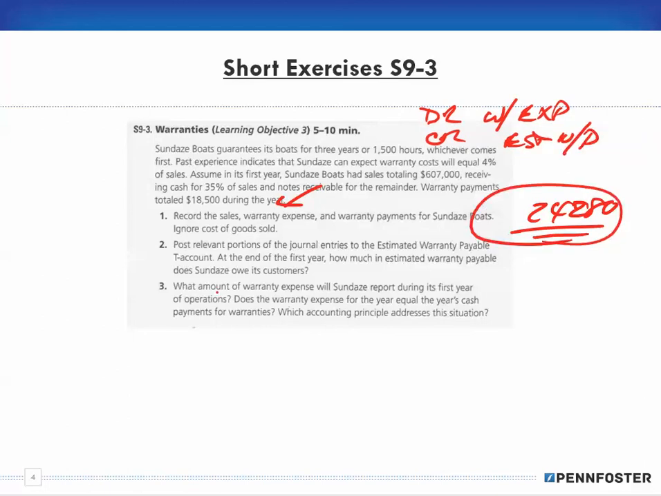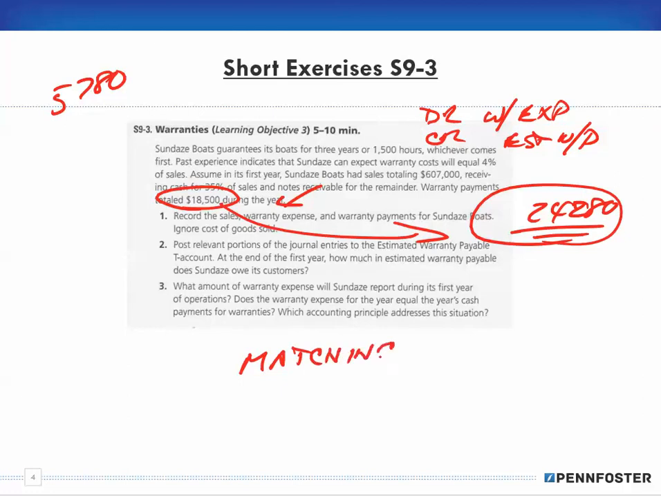So that's the amount. Now, does the warranty expense for the year equal the year's cash payments for warranties? No, because the cash payments are only 18,500. We're booking the warranty expense of 24,280, and that difference of 5,780 still sits in that warranty payable account, right? Which accounting principle addresses this situation? And this is all predicated upon the matching principle.